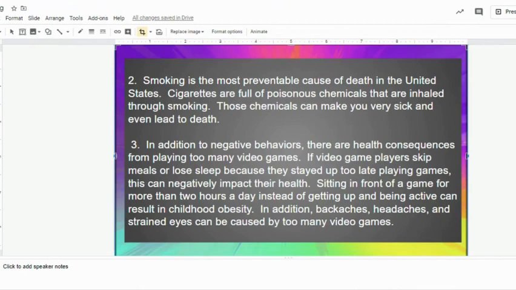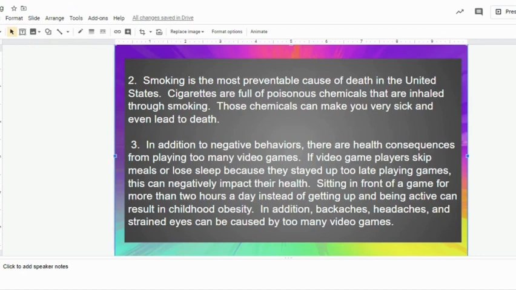And we could even pull out some text evidence. Right here it says cigarettes are full of poisonous chemicals. Chemicals make you sick, even lead to death. So that's some text evidence. All right, and the third one. This one is about video game playing.